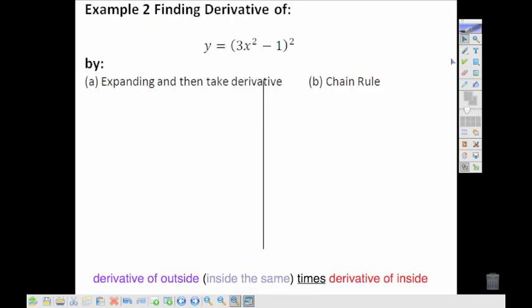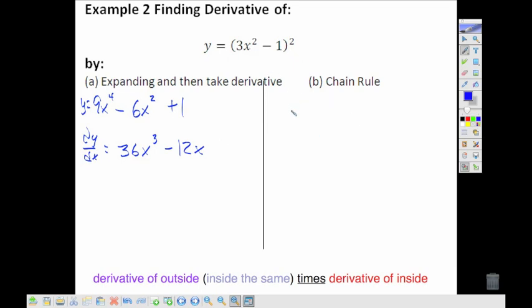Okay, here's another example. We're going to do it both ways. We're going to start by just expanding it first. So if we're multiplying this out, that'll give us 9x to the fourth minus 6x squared plus 1. We take the derivative, dy/dx is equal to 36x to the third, and then minus 12x, so just using the power rule here, and then plus 0.